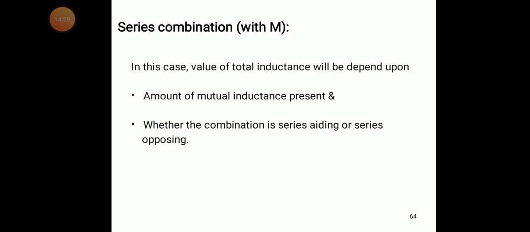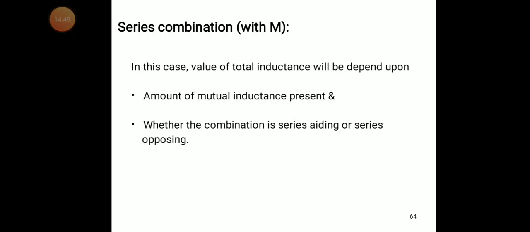The meaning is the first inductor coil is excited. Whenever the first coil is excited, it induces magnetic flux. Whenever this magnetic flux links with the other coil, the linking happens in two ways: whether the flux is in the adding way, meaning this flux adds with the self-induced flux, or opposing the self-induced flux. Depending on these two, we have two methods: series opposing and series aiding. So we need to consider these two things.